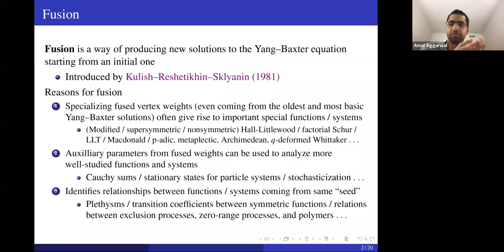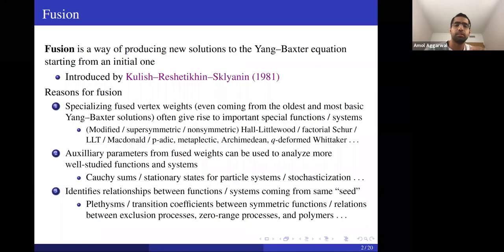This is a very non-exhaustive list, but you get various modified, supersymmetric, and non-symmetric versions of the Hall-Littlewood polynomials, factorial Schur functions, LLT polynomials, Macdonald polynomials, and p-adic, metaplectic, Archimedean, and Whittaker functions. There's a huge range of what you can get by fusing even the most basic solutions to the Yang-Baxter equation.